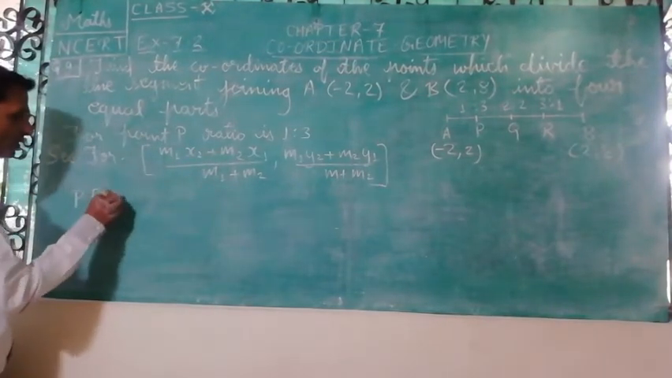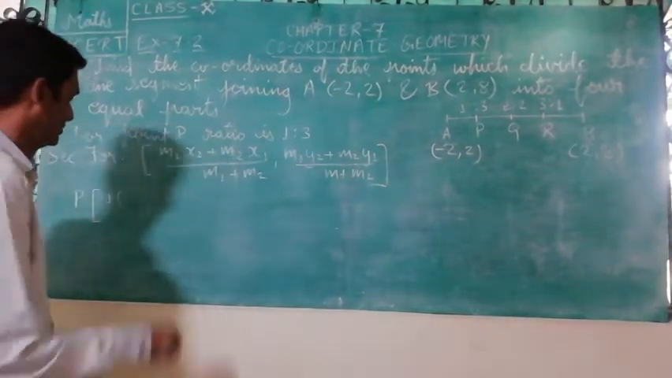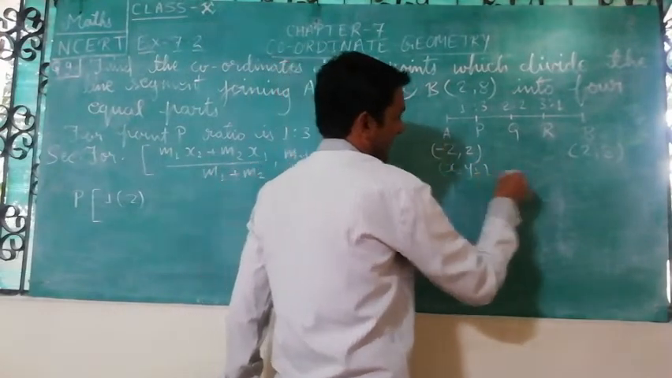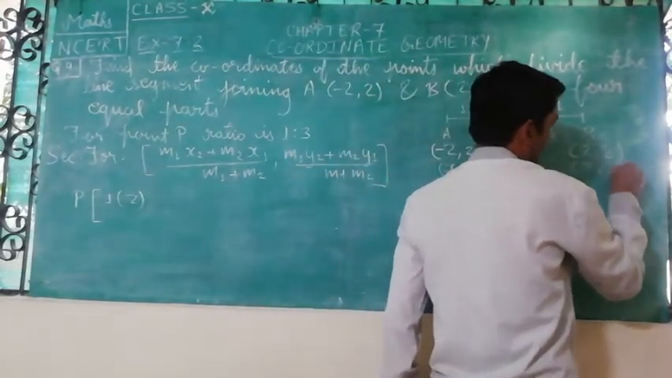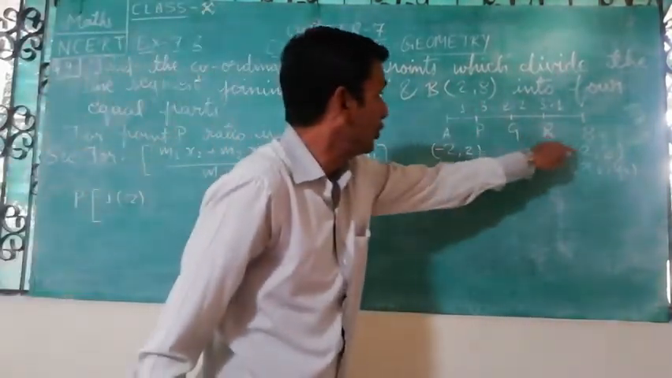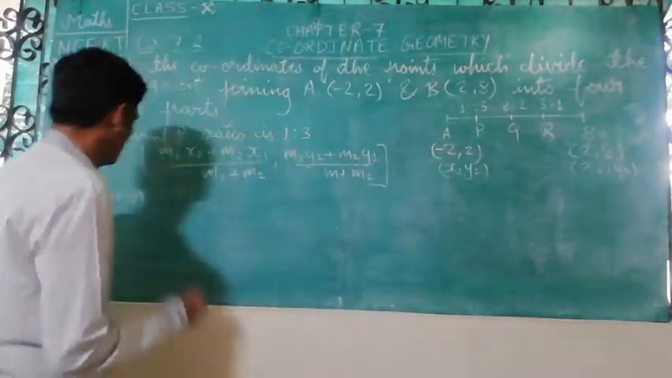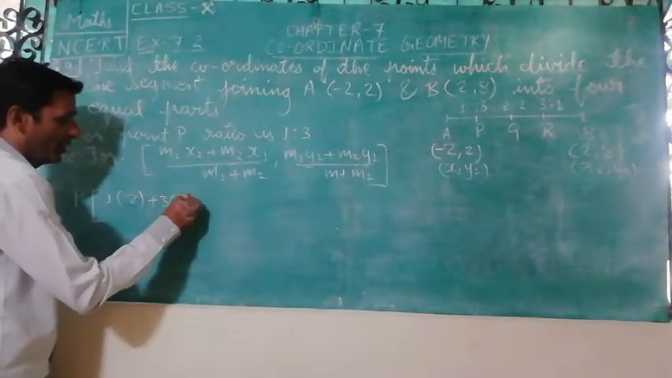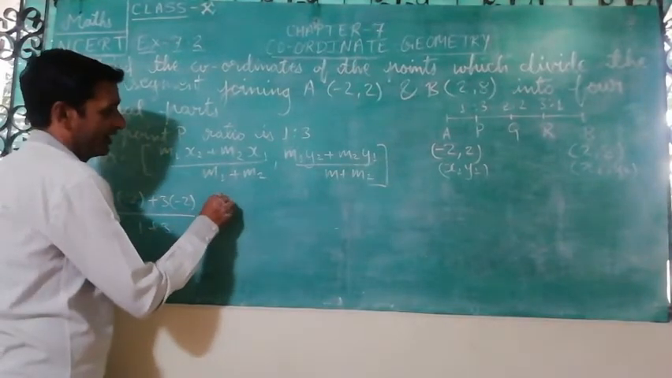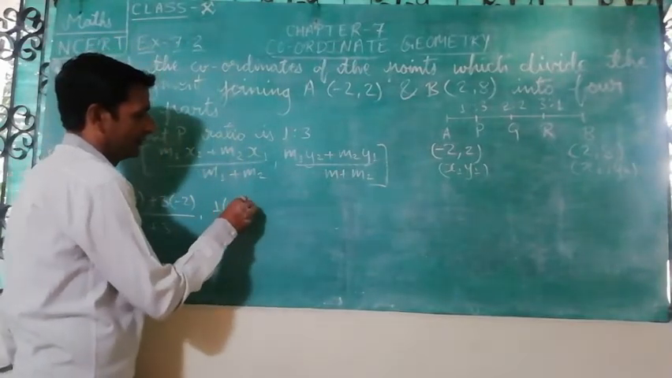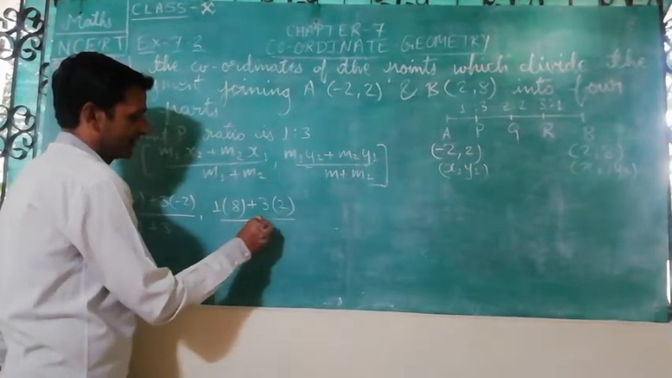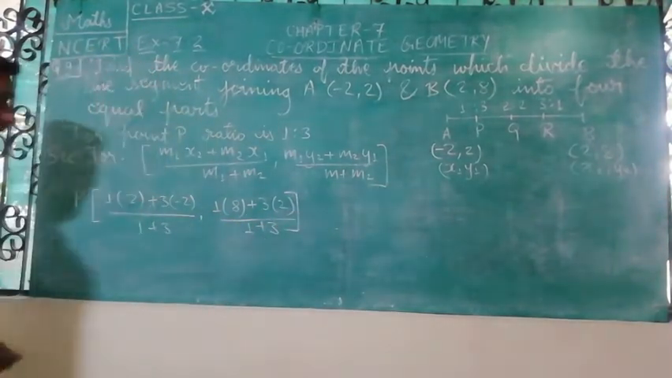It is 1 into, what is the value of x2? 2. This is x1 y1, and this is x2 y2. So 1 into 2 plus 3 into minus 2 upon 1 plus 3, comma 1 into 8 plus 3 into 2 upon 1 plus 3. It is for P.